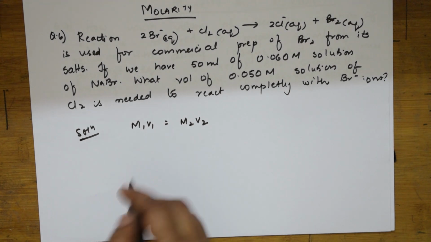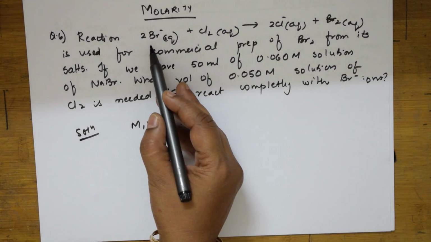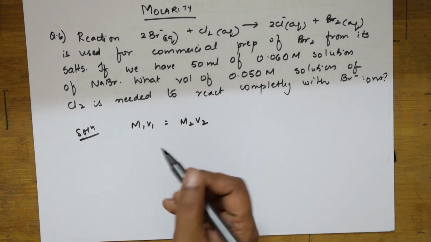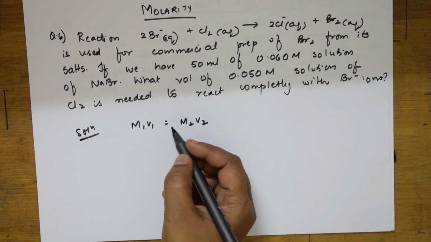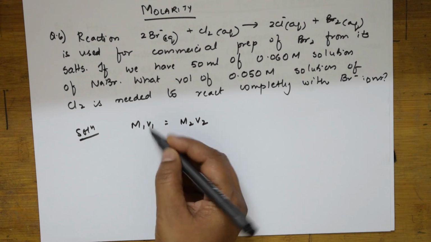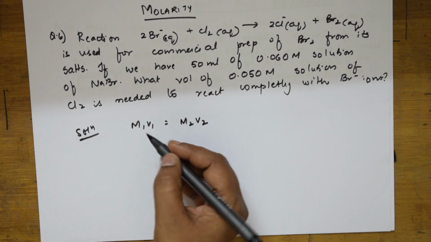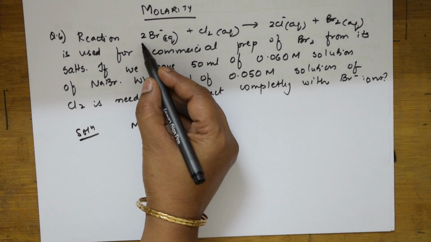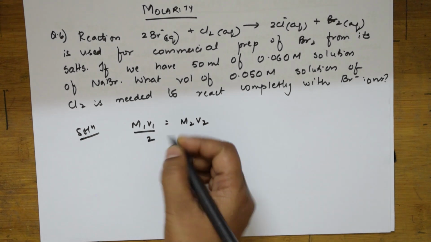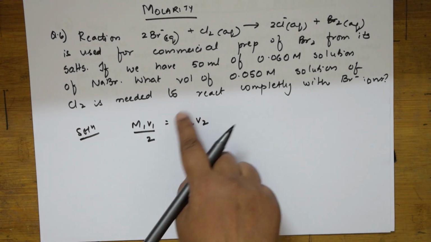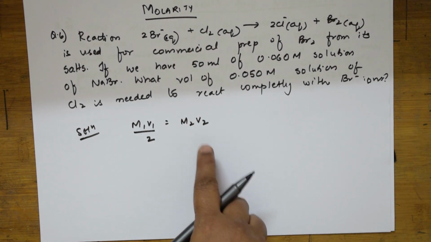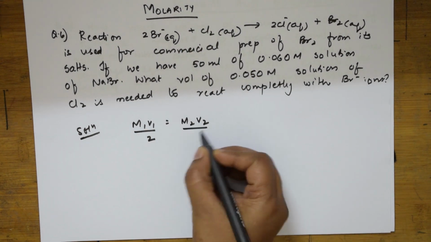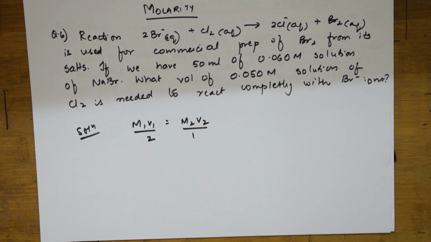Right, but here they've given a reaction as well, isn't it? Suppose I take this M1 V1 in terms of Br, because the stoichiometric coefficient in the equation is 2, so I'm taking this as 2. Let us take M2 V2 in terms of chlorine. Here, how much is chlorine? It is only 1, isn't it? So take this relation in this way and see.